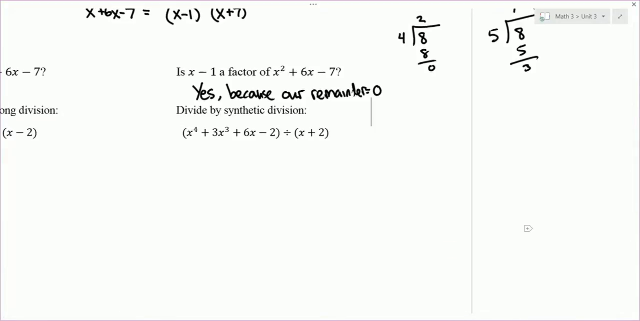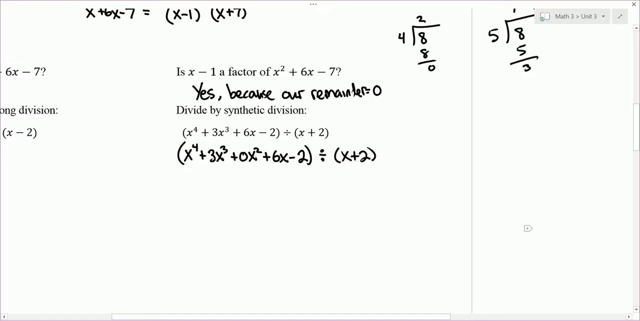Okay, so let's try this process again. x to the fourth plus 3x cubed plus 6x minus 2 divided by x plus 2. Notice we're missing an x squared. If you're missing anything in between, I need you to rewrite this. So this is x to the fourth plus 3x to the third, there's no x squared, so I'm going to put plus 0x squared plus 6x minus 2. And we're still dividing by x plus 2.